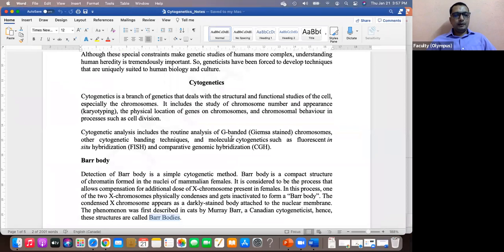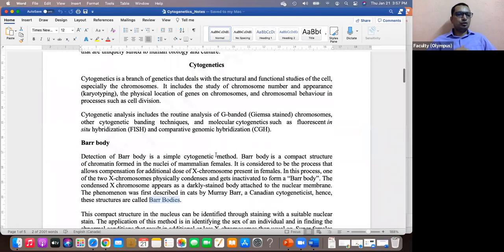A bar body is nothing but an inactivated X chromosome. How did I start explaining this? I told you that males have one X chromosome and females have two X chromosomes, meaning females have one extra dose of all the genes present on that X chromosome. But then females should have something more than what males have. But overall, females look like males in many general physiological features, with few differences. Gender differences are anyway there.